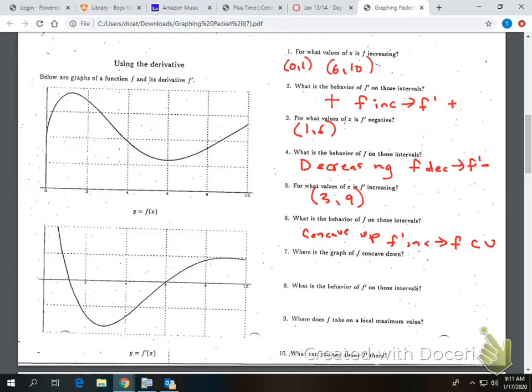So let's look at F now. Where is the graph of F concave down? I think we got a couple intervals where it's concave down. So here's F. I'm concave down from 0 to 3. Does that look right? From 0 to 3. And from right here you can see there's a point of inflection. It changes its curvature from 9 to 10.